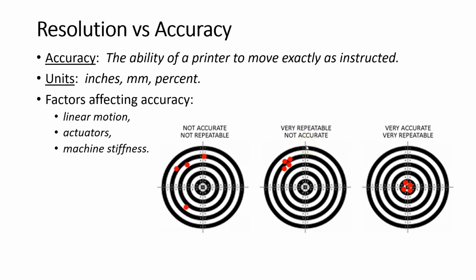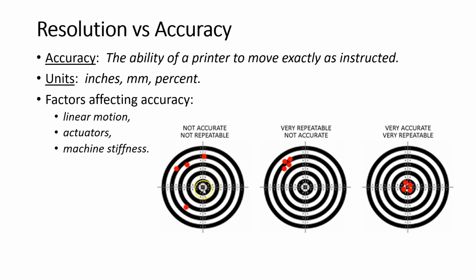All right. So then we have the question of accuracy. Accuracy is the ability of the printer to move exactly as instructed. All right. So we can have, and I like these diagrams here because they kind of show this, the first one on the left is a process, or let's say we're throwing darts. Okay, so in the figure on the left-hand side, you can see an example of a not accurate and not repeatable process. So we have no accuracy, right?